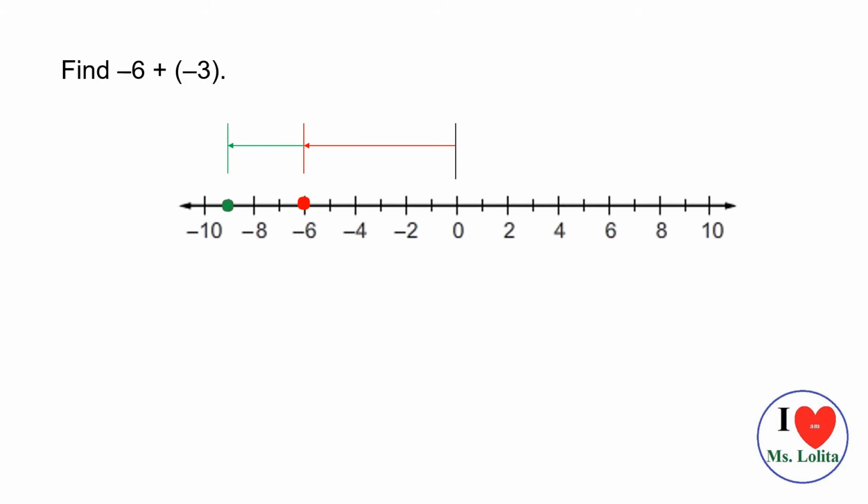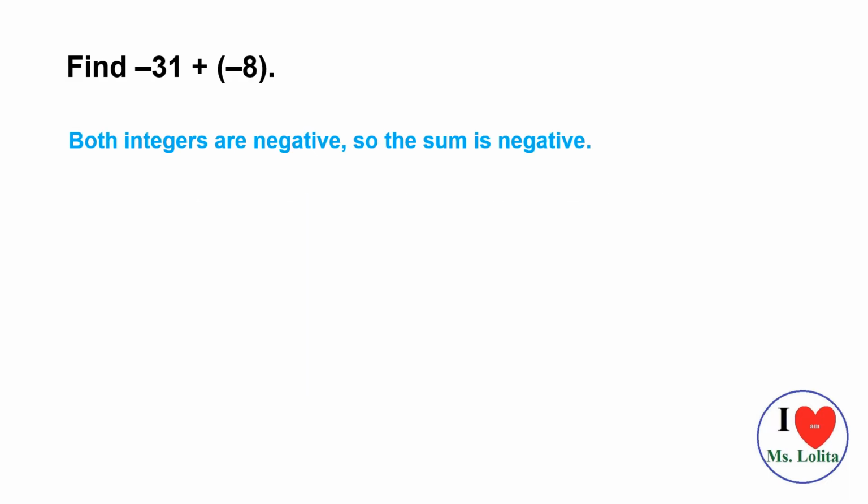We are going to add negative 3 to negative 6. So, from negative 6, we're going to move 3 units to the left. And we will land on negative 9 on the number line. So, negative 6 plus negative 3 is negative 9.